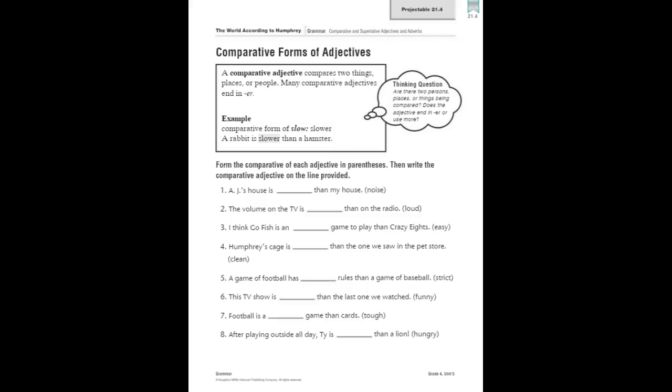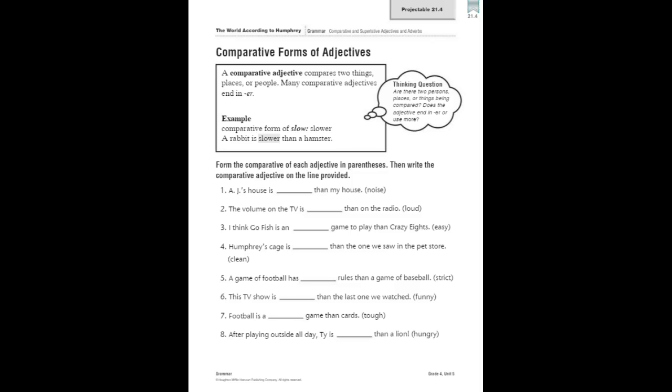In grammar today, we're going to talk about comparative forms of adjectives. A comparative adjective compares two persons, places, or things. Shorter comparative adjectives typically end in ER. To form the comparative form of two-syllable adjectives, we use the word more in front of the adjective. So, example: a rabbit is slower than a hamster.